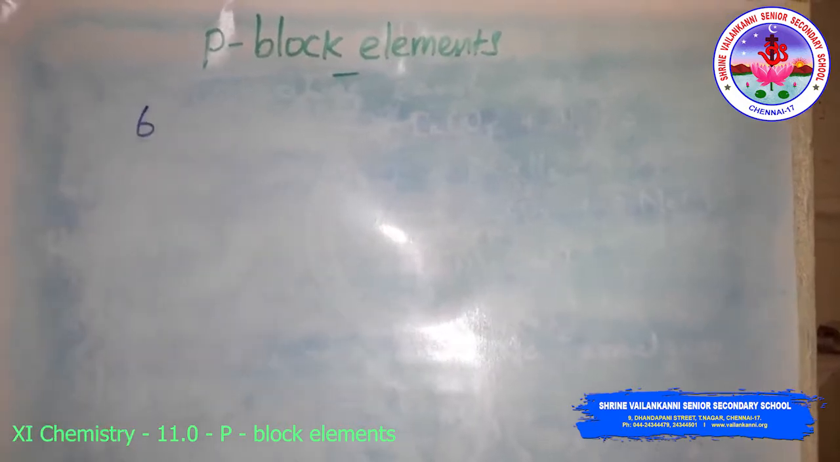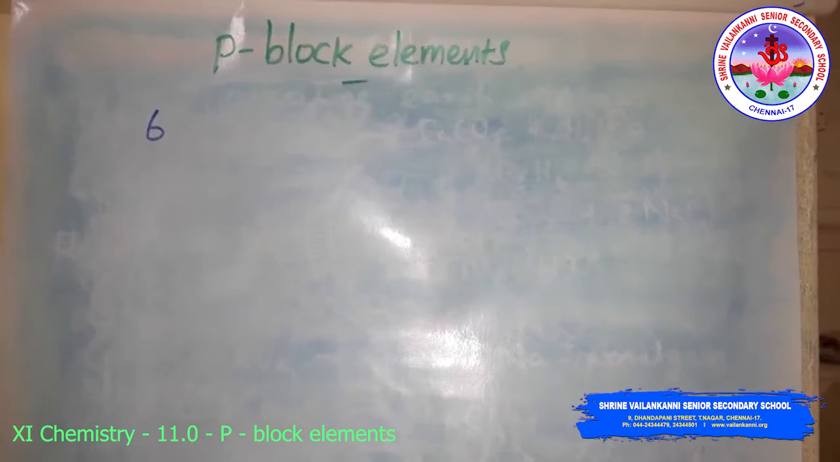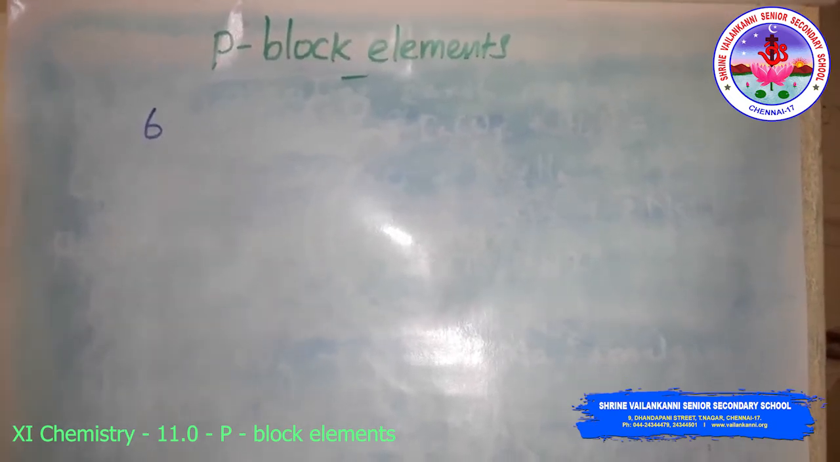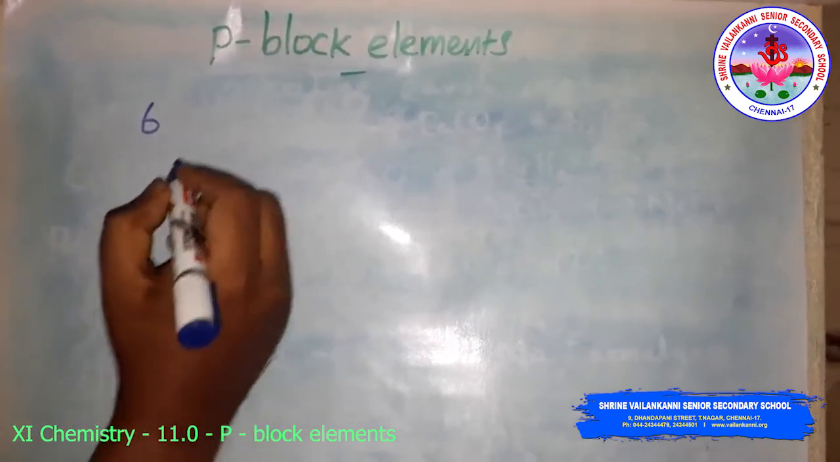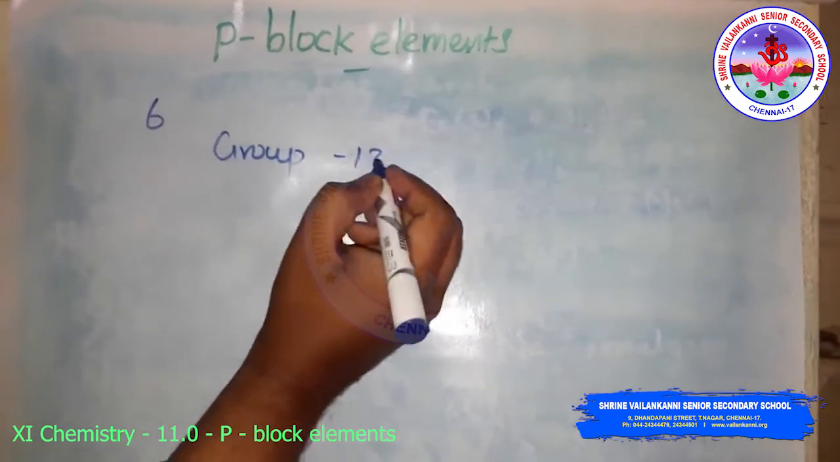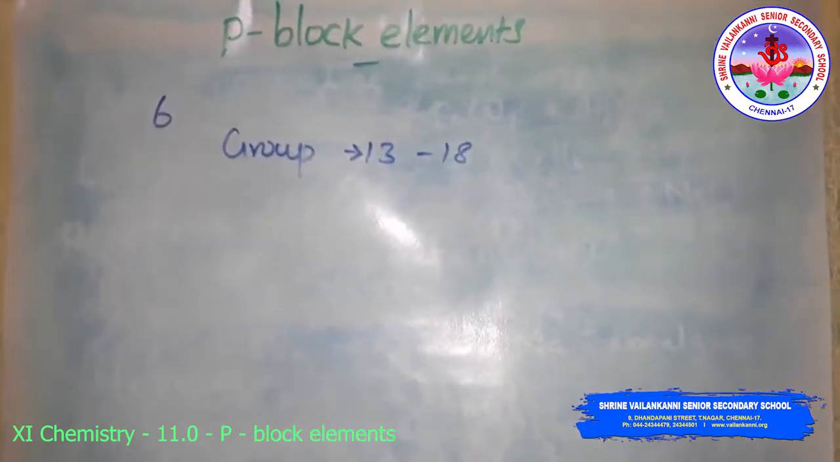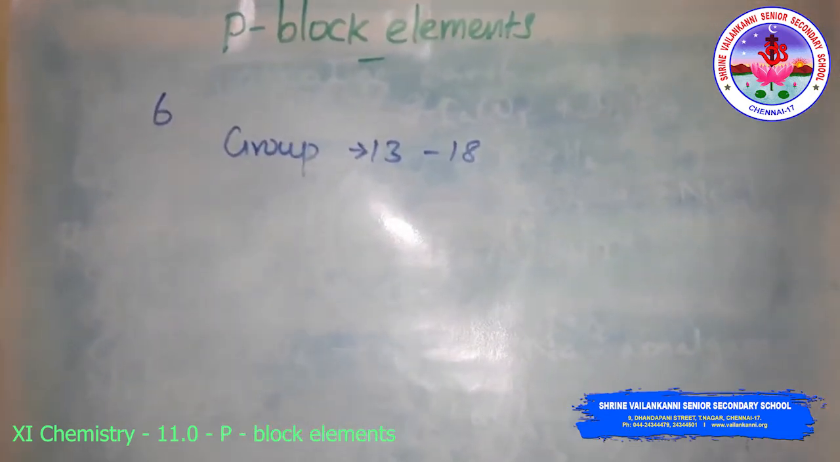We can accommodate 6 electrons, consequently there are 6 groups. The p-block elements are group 13 to group 18. So there are 6 groups.